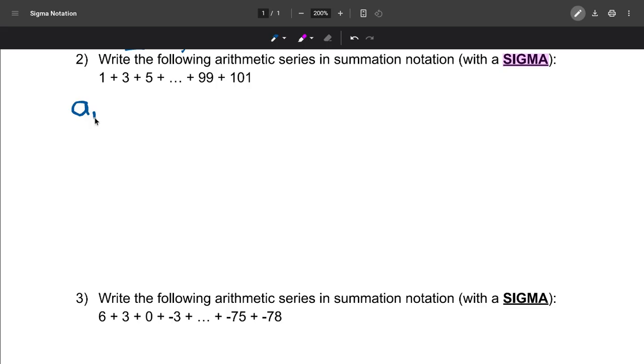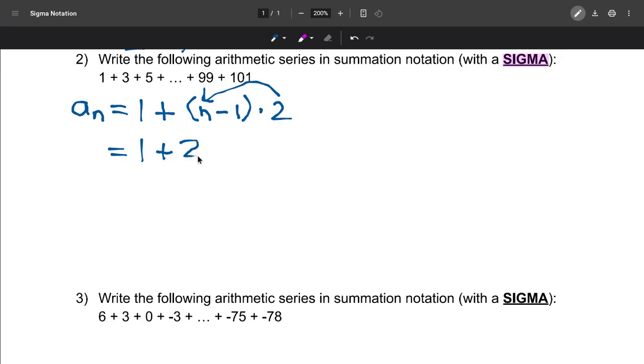So we're going to say a sub n equals the first term. In this case, the first term is 1. Okay, plus, then we have n minus 1 times the common difference. So to go from 1 to 3 and 3 to 5, we add 2 each time. So we're going to multiply by 2 here. And we want to work this out. We want to use the distributive property. Okay, so this right-hand side, we're going to have the 1 plus 2 times n, which is 2n. And then 2 times minus 1, so we have minus 2 here. Okay?